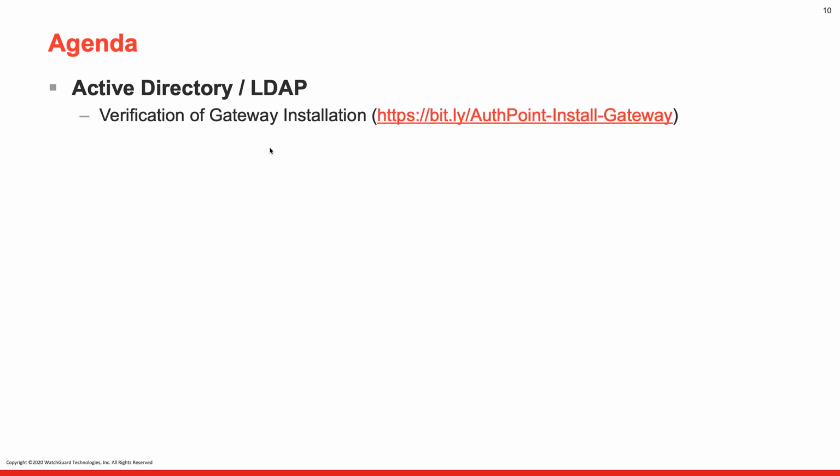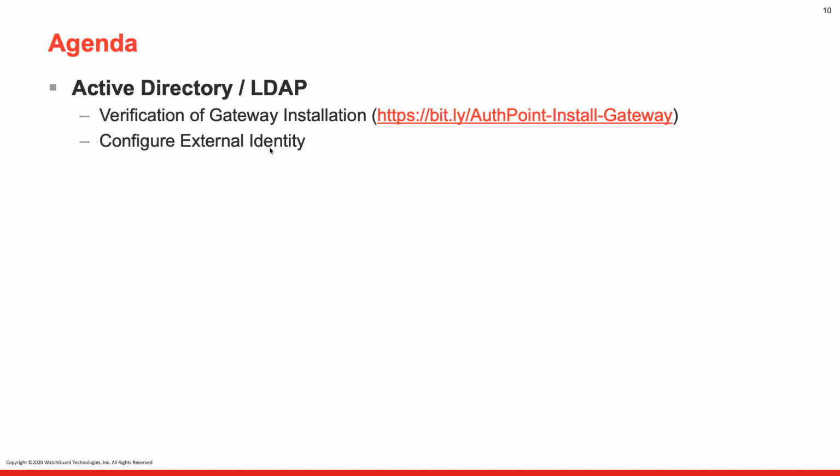Now, for the sake of this Firebytes agenda, we're going to look at Active Directory and specifically the protocol that communicates with Active Directory, LDAP. We're going to verify that the gateway that we previously installed is still active. And if you aren't familiar with how to install that gateway, you can simply follow this bit.ly link to our other Firebytes session on installing the gateway.